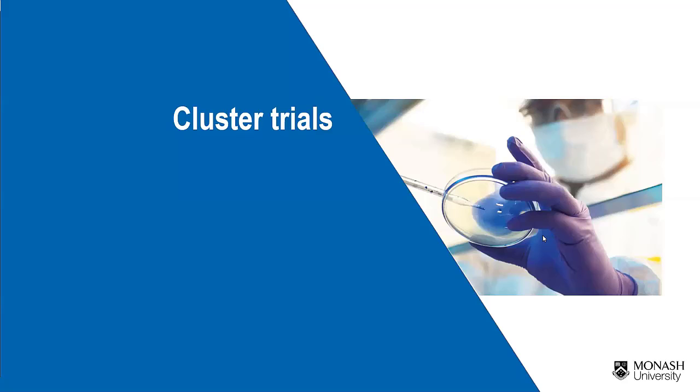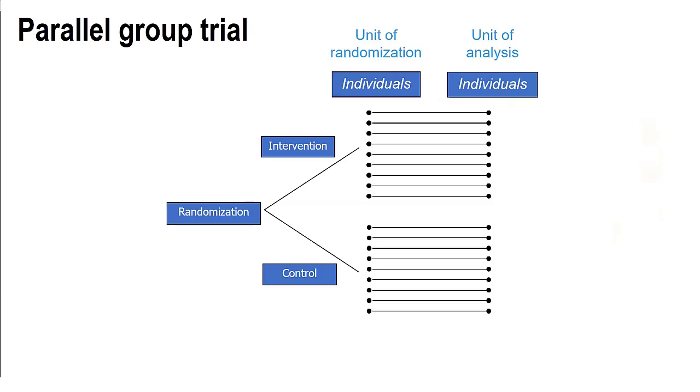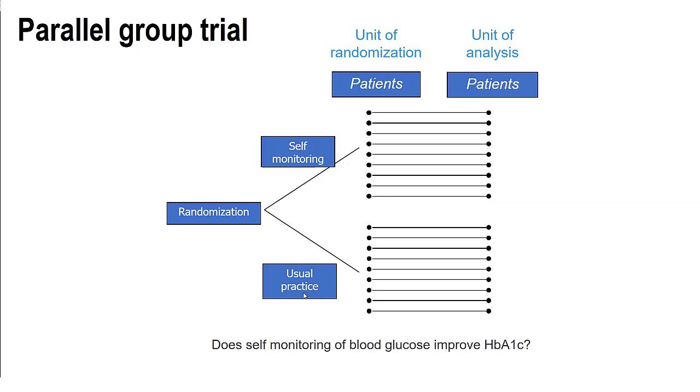Okay, so that's crossover trials. Now I'm going to move on to a different type of trial design known as a cluster trial. So coming back again to our parallel group trial, we randomise individuals. They're the unit of randomisation, and we also analyse at the individual level. For example, we might answer the question of does self-monitoring of blood glucose improve HbA1c? We randomise participants to self-monitoring or usual practice, and then we measure their outcomes.